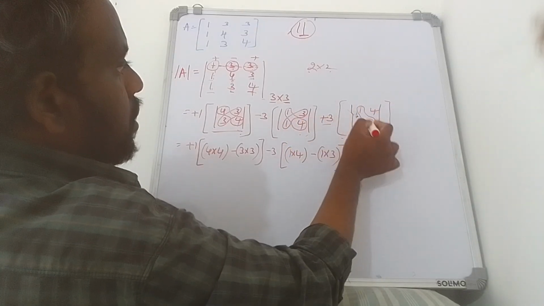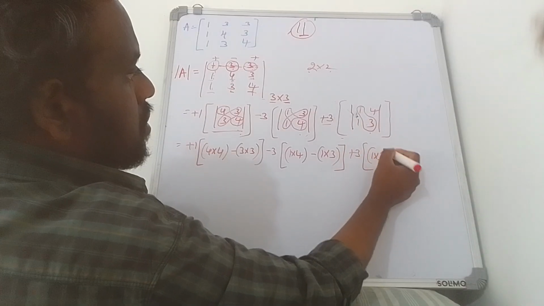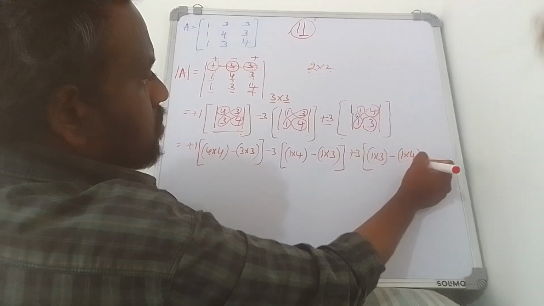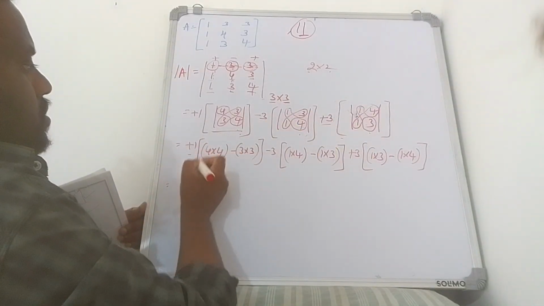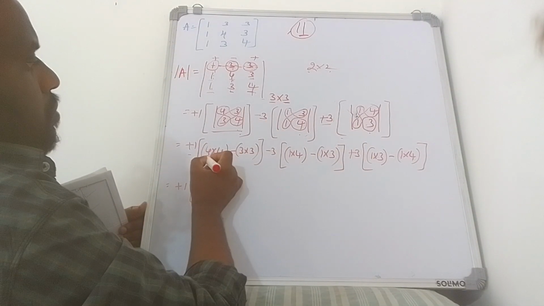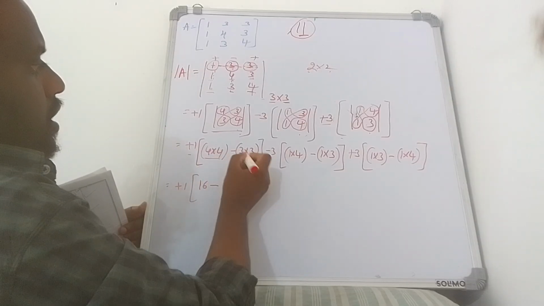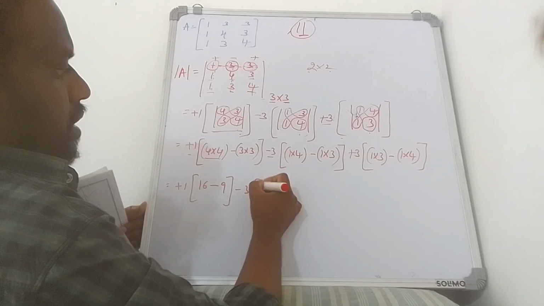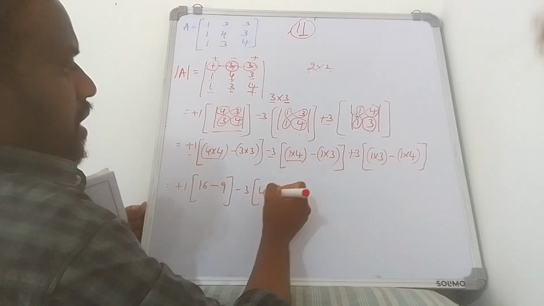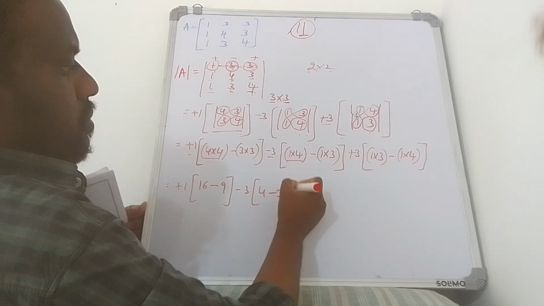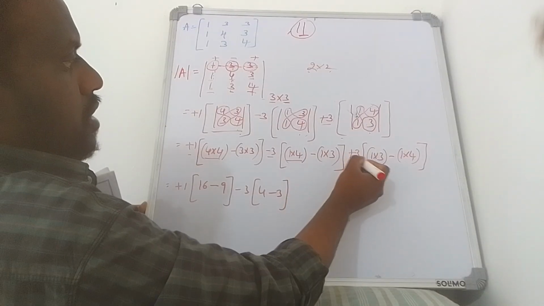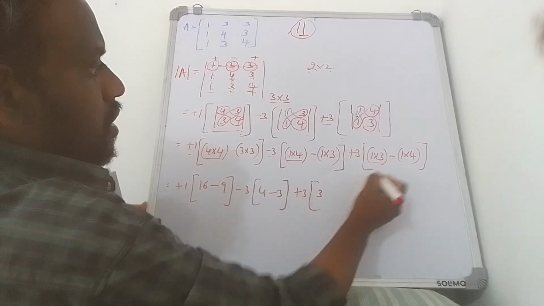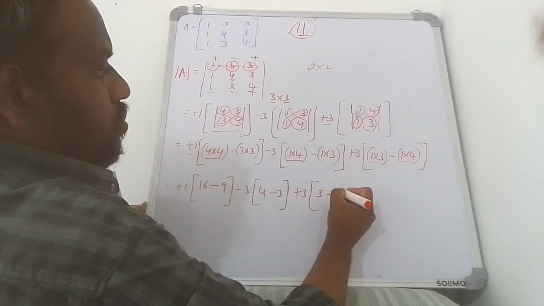So like here, 1 into 3 minus, next these two, 1 into 4. Next this plus 1, simple: 4 into 4 is 16 minus 3 into 3 is 9. This minus 3, bracket 1 into 4 is 4, this minus 1 into 3 is 3, close the bracket. This bracket I have closed. Next plus 3, open the bracket: 1 into 3 is 3, this minus 1 into 4 is 4.